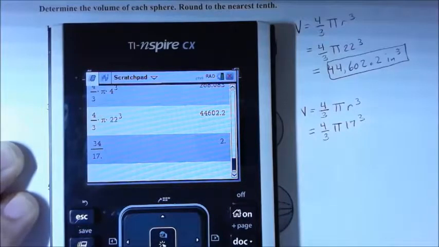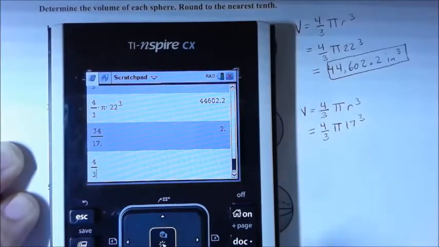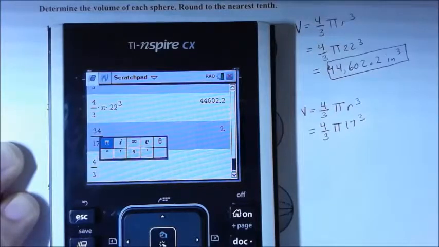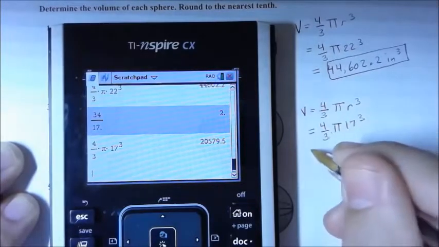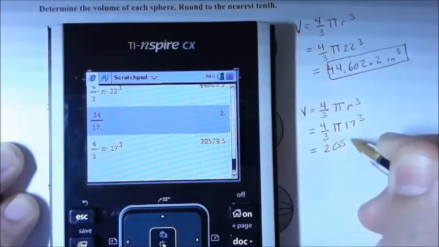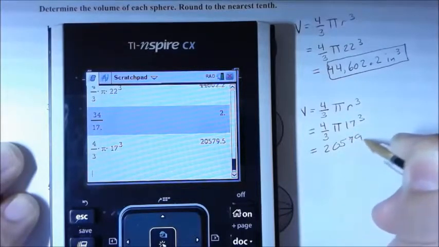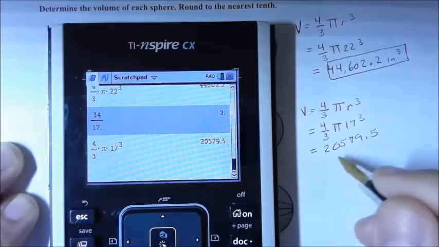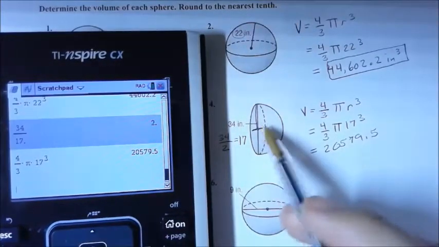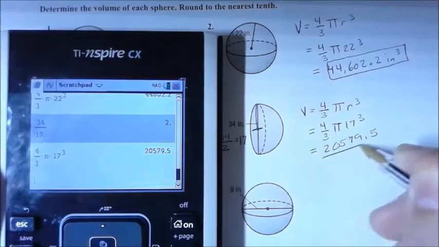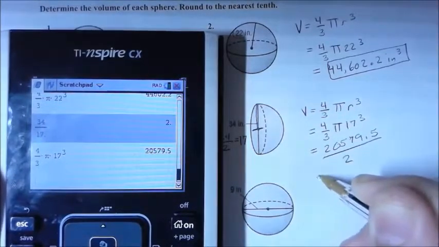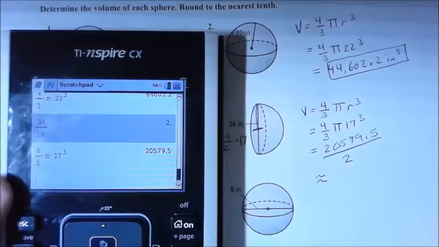So we've got 4/3 times pi times 17 cubed. And that gives us this number, 20,579.5. But notice we only have half of a sphere, right? So since we only have half of a sphere, we need to cut this in half. And we cut it in half by dividing by 2. So if we go ahead and do that, then this is divided by 2 because it's only half of it.